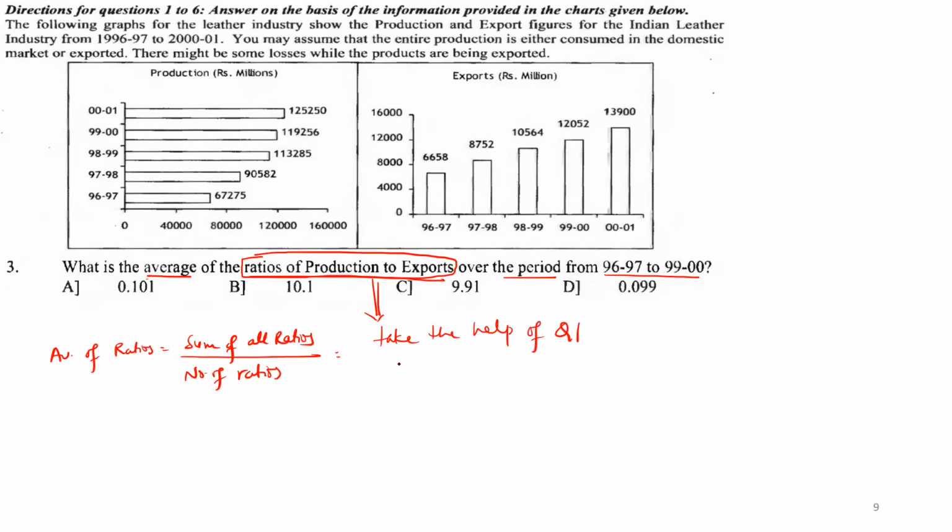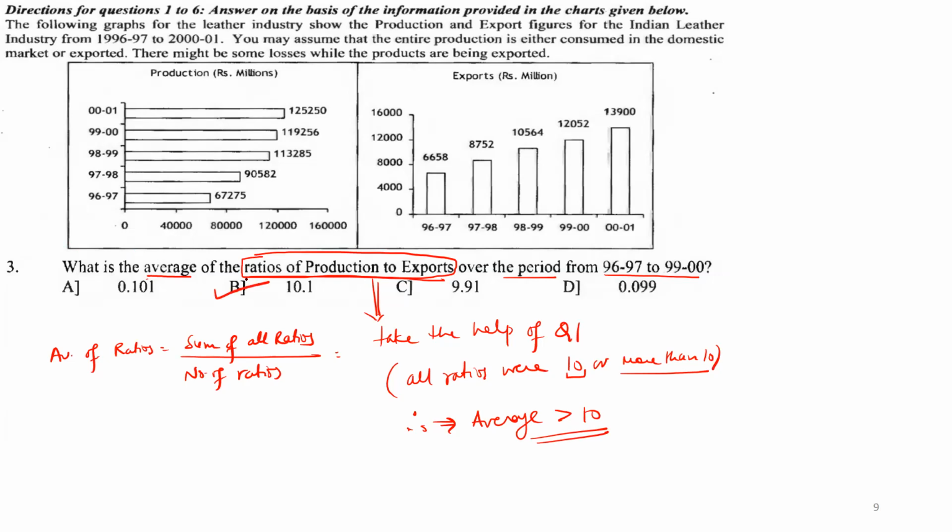और मुझे बताइए in question number 1 क्या सारे ratios were either 10 or greater than 10? Yes, sir. Right. So if all the ratios were 10 or greater than 10, so can you conclude that their average should also be greater than 10? Can we conclude that? Yes, sir. So should second option be my answer? Yes, sir. Any doubts? All right, let's move on.